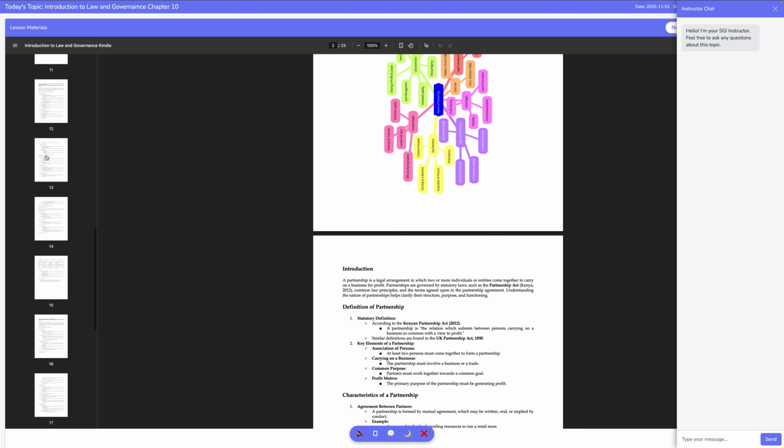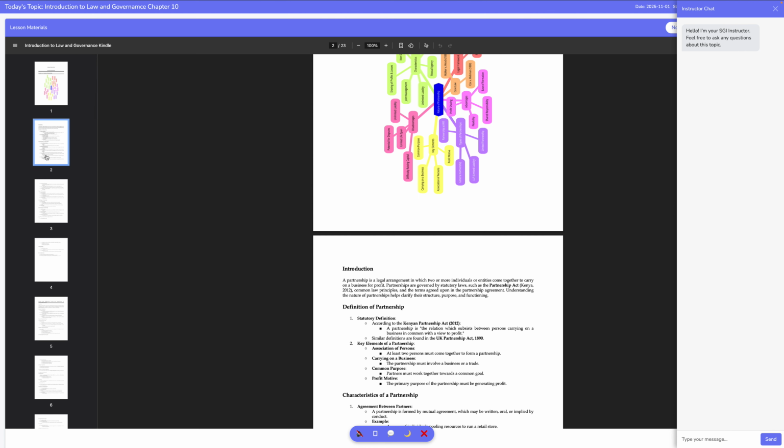This definition is mirrored in other jurisdictions, such as the United Kingdom's Partnership Act of 1890, highlighting the universal nature of the partnership concept. The emphasis here is on the relationship between persons, the collaborative nature of the business, and the underlying profit motive. When we dissect the key elements of a partnership, several features emerge as essential.